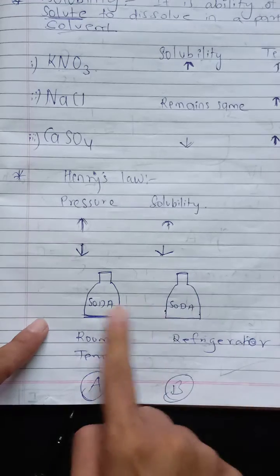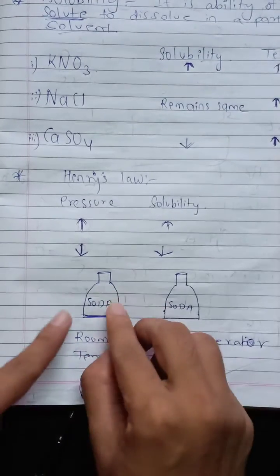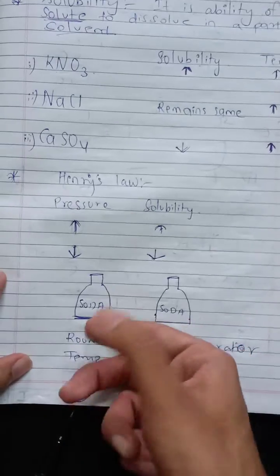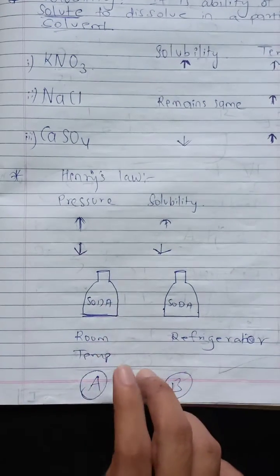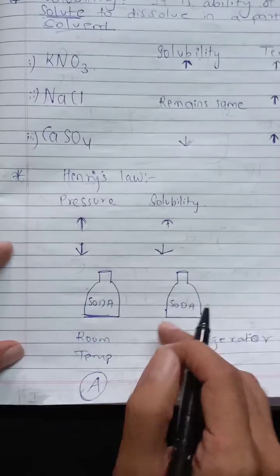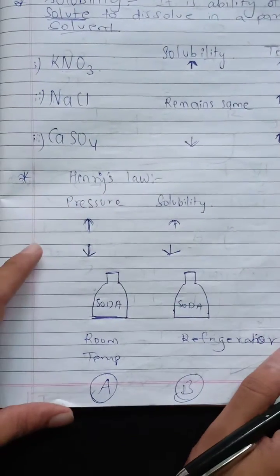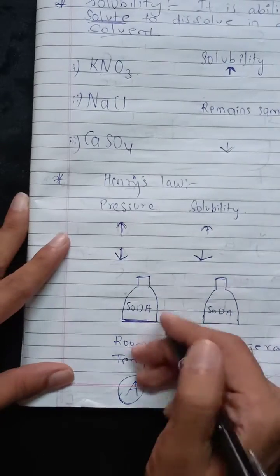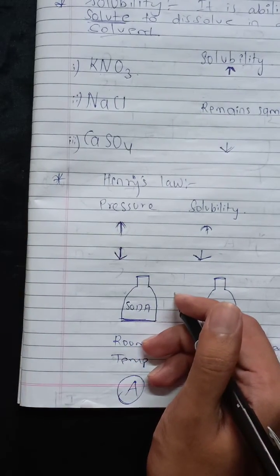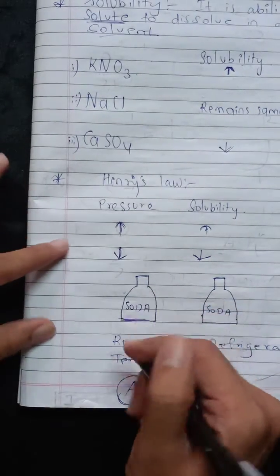So in both the cases, what is going to happen? Whenever you are going to open the soda bottle which is kept at a normal room temperature, at that particular period of time the pressure is low. The pressure is low. So that is why the carbon dioxide gas. Every soda has the carbon dioxide gas involved in it.